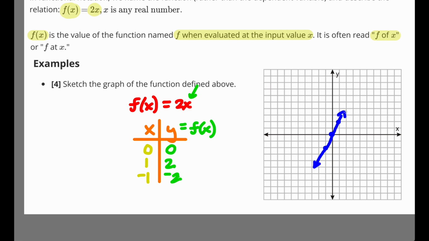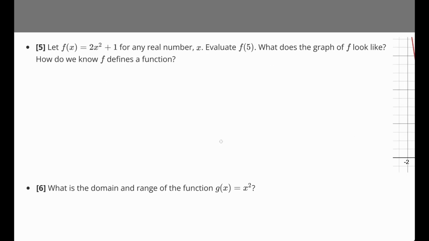And that's basically a sketch of the graph of the function defined right there. All right, this next one says, let f of x equal 2x squared plus 1 for any real number x. Evaluate f of 5. So f of 5 means that anywhere there's an x, you're just going to replace it with a 5. So f of x, now it's f of 5.